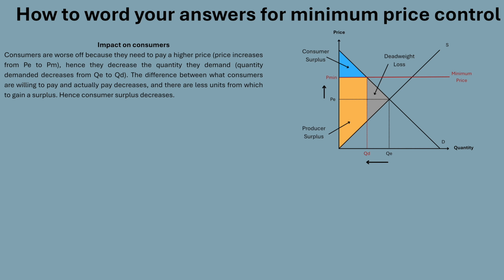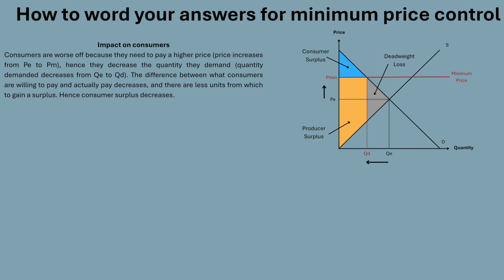This would be the answer that you can give for an excellence level for both the impact on consumers and the impact on consumer surplus. It's the same answer. That last sentence, when we talk about less units from which to gain a surplus, that's the technical wording that they like you to use in this external for an excellence answer.